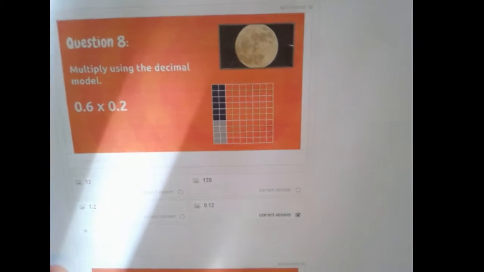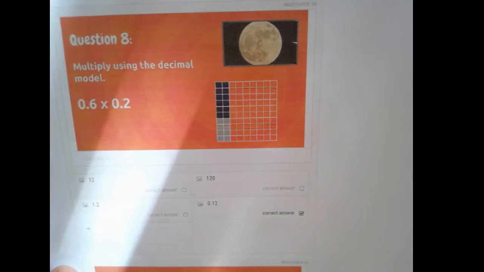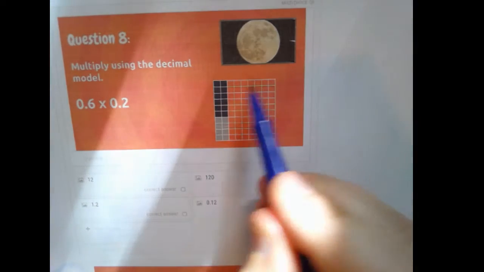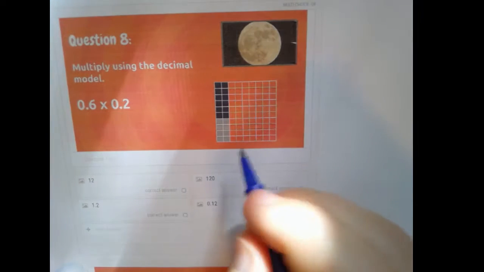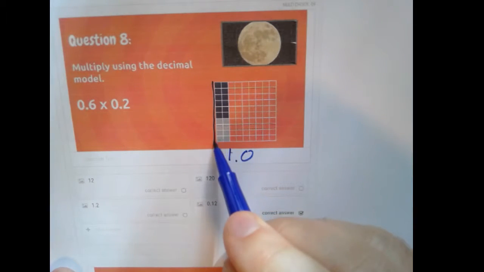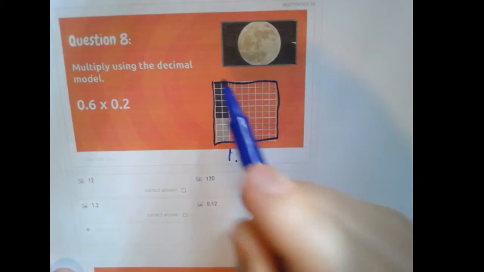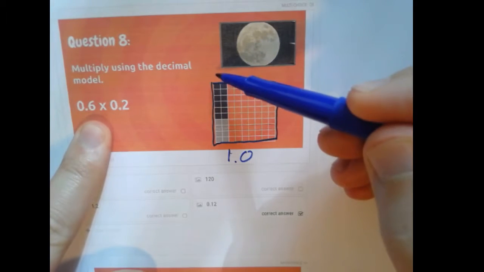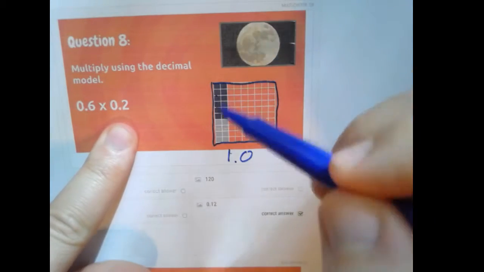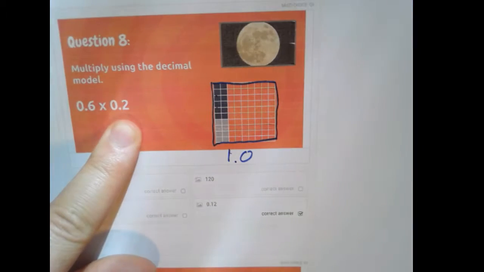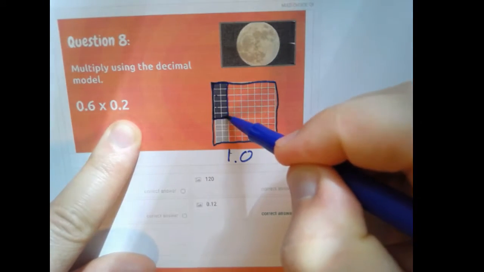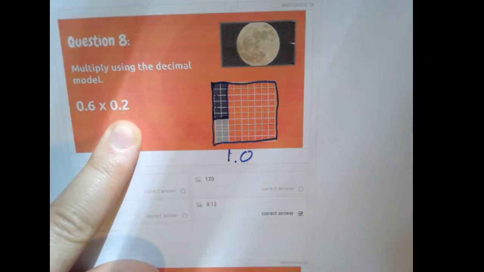Okay, multiply using the decimal model. So remember a minute ago when we said each of these, right? There's this, so this adds up to 1 or 1.0. And if we were to count these up, so really what we have is 0.6. Okay, so 1, 2, 3, 4, 5, 6 times 0.2. If we were to multiply those together, so this is 6. If we look, we're really looking at the area of this little thing here. And how many hundredths does that give us, right?